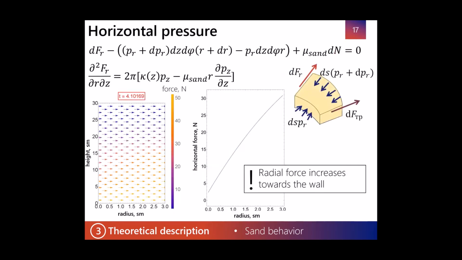After that, we need to describe horizontal forces, and also we can write Newton's second law for it and calculate horizontal pressure distributions. As you can see, the radial force increases towards the walls, and it confirms our qualitative explanation.